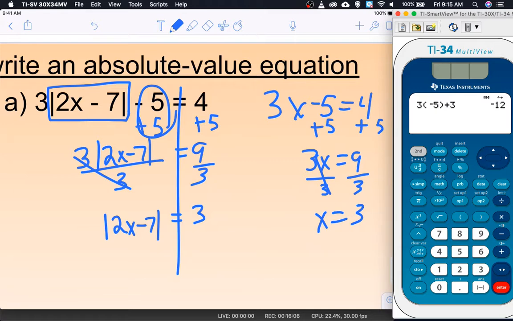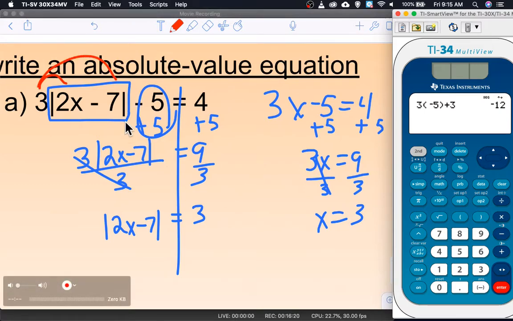Okay, so you have to isolate the absolute value. You have to get the absolute value by itself first. You cannot have anything else on the outside. And you are not allowed to distribute. That's a no-no. You can't do that because of these absolute value bars. They're not exactly parentheses, but they're kind of grouping all this stuff together, and you're not allowed to break them apart. You can't distribute.